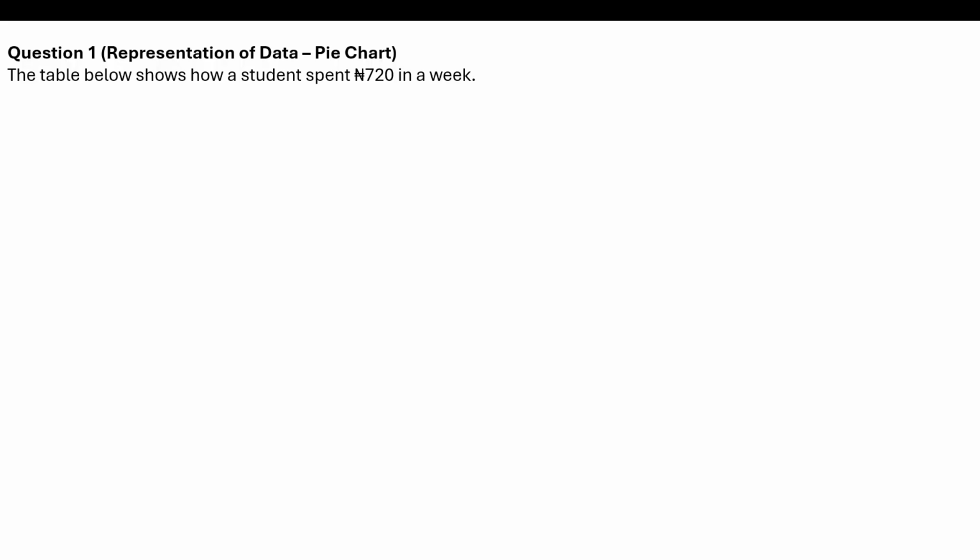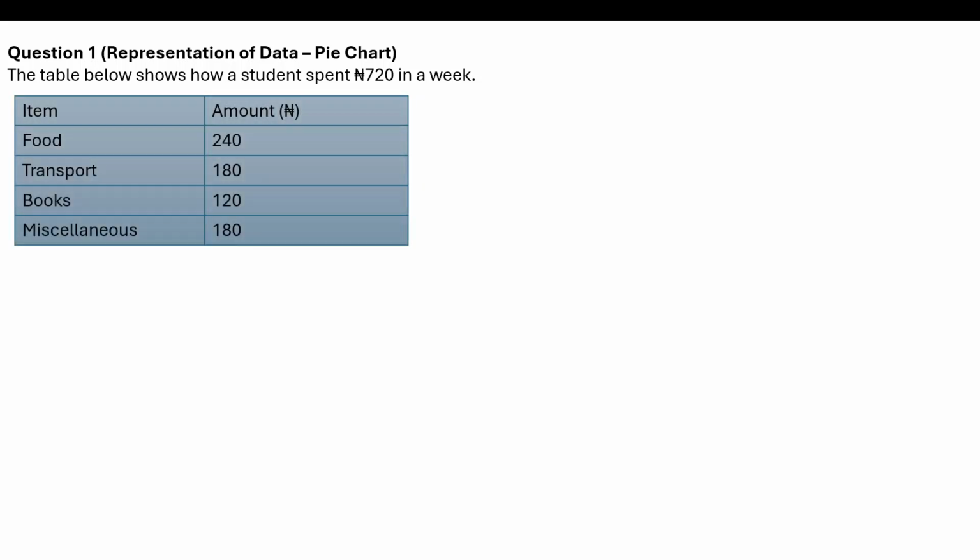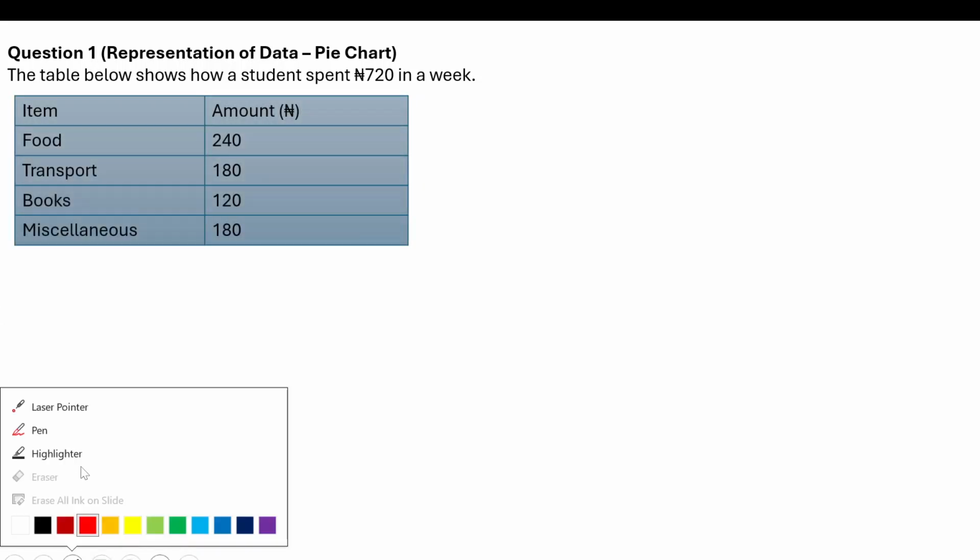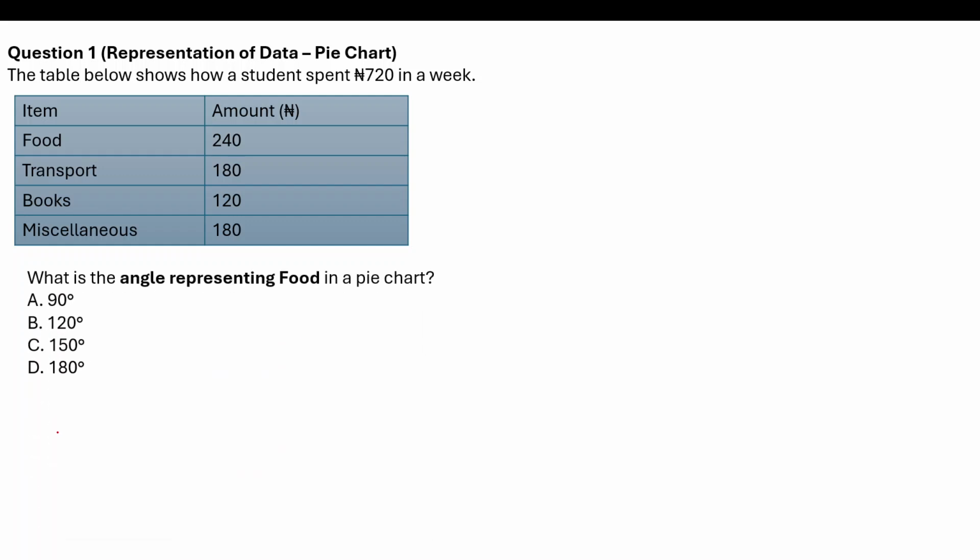And the first one we have here is the table below, which shows how a student spends 720 naira in a week. So this is the table right here. So I'm going to be having accompanying questions for this particular table. It says, what is the angle representing food in the pie chart?